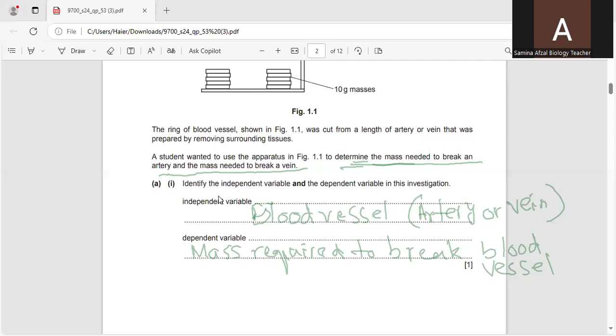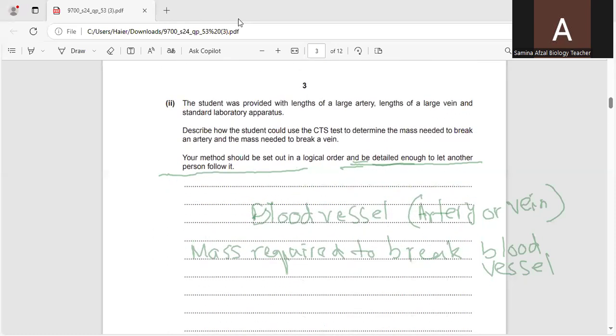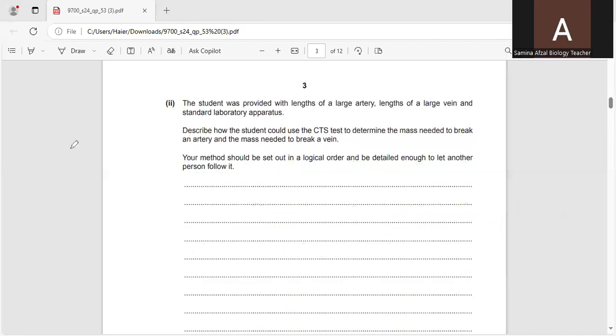Now we are moving towards the next question. The student was provided with lengths of a large artery, lengths of a large vein, and standard laboratory apparatus. Describe how the student could use the CTS test to determine the mass needed to break an artery and the mass needed to break a vein. Your method should be set out in a list and be detailed enough for another person to follow. This question is worth 6 marks.